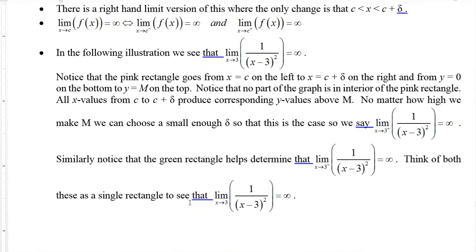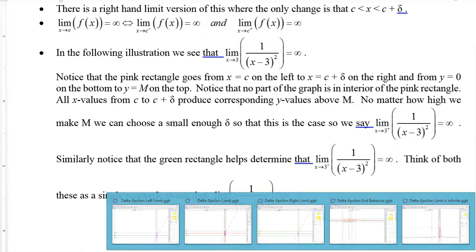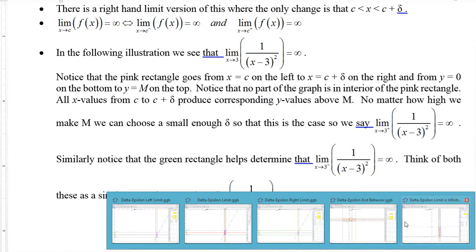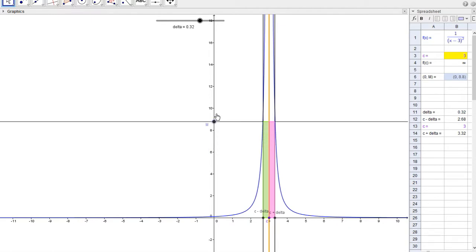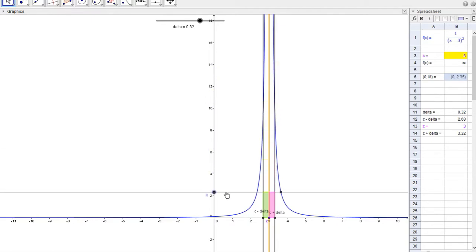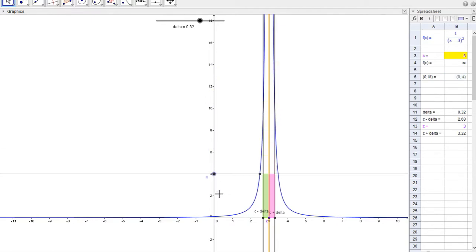So let's look at an example here. In this example, we're going to look at 1 over (x minus 3) squared, and we're going to show that as x goes to 3, this goes to infinity. So let's look at this GeoGebra sketch here. If we're looking at the right limit, we're concerned with this stuff to the right. And so notice that here we can pick a value of M. And we say, okay, I think the limit's not bigger than M.